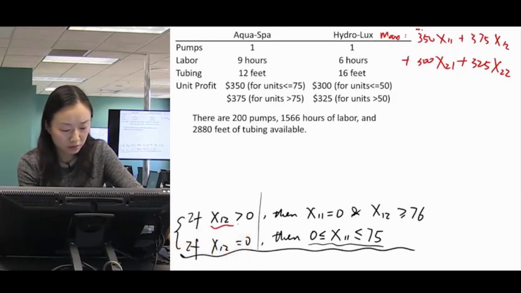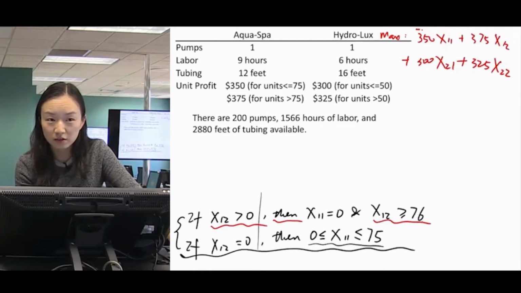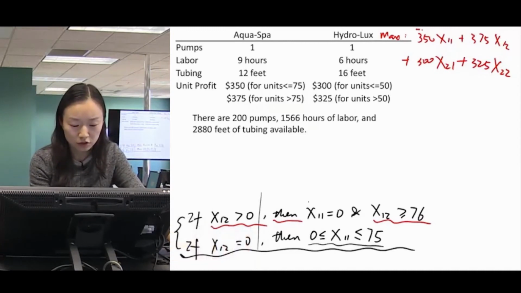You see here? If x12 is greater than 0, then x12 needs to be greater than or equal to 76. What kind of problem is that? The minimum order size problem. What's the constraint for that? What's the constraint for this part?